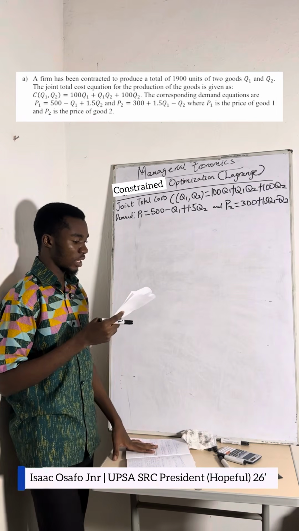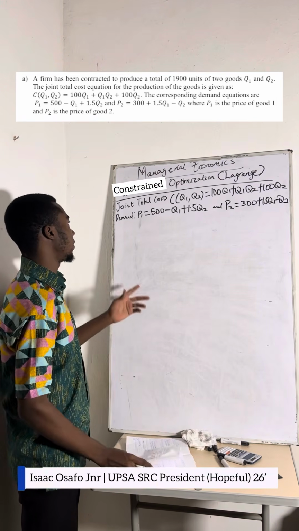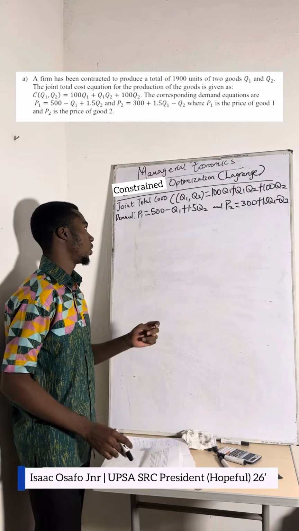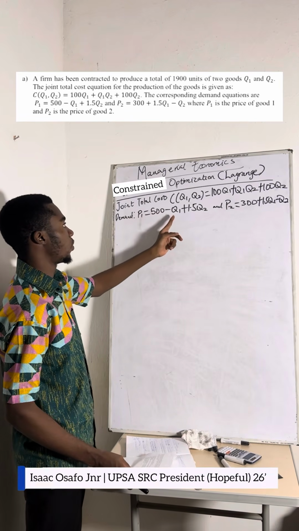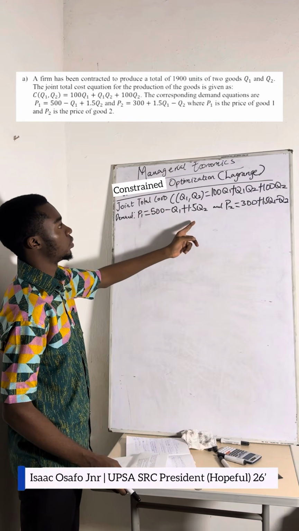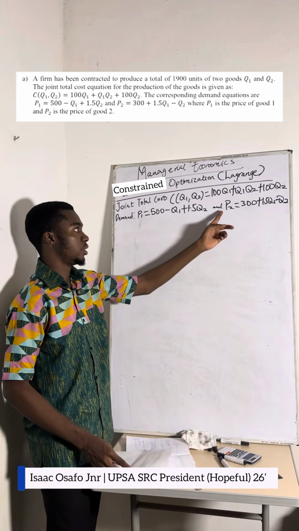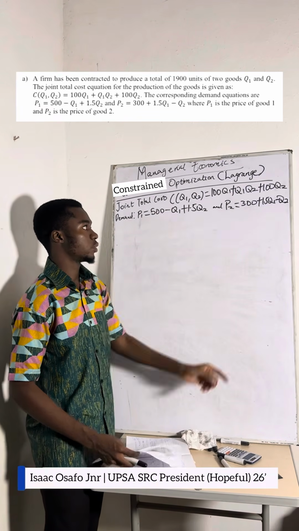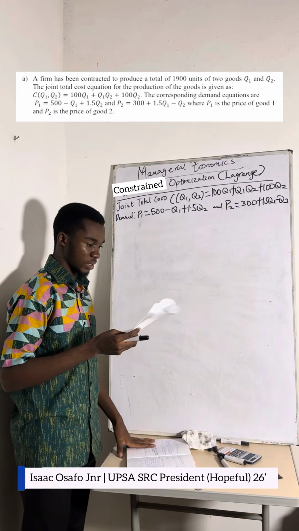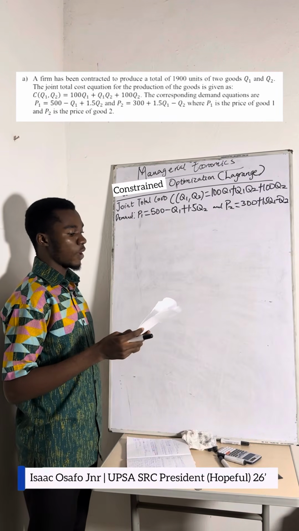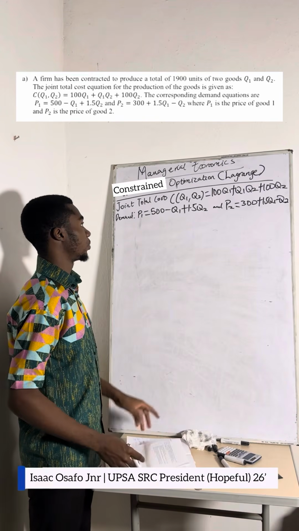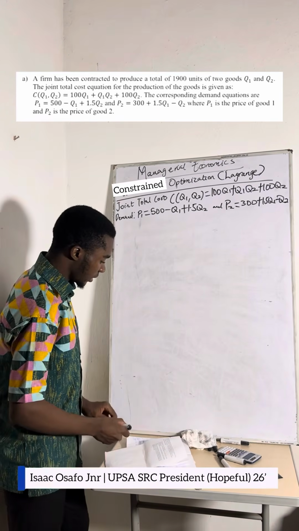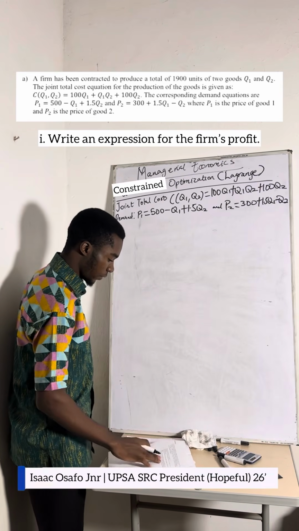Then they also went ahead to give you the demand equations for the two commodities. For the first one, you have P1 = 500 - K1 + 1.5 K2. Then for the second one, P2 = 300 + 1.5 K1 - K2, where P1 is the price of good 1 and P2 is the price of good 2. Then the question says you should find an expression for the firm's profits.